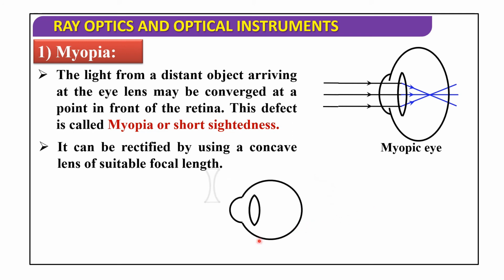See here we are placing, for correction, this concave lens. By using this lens again the image falls on the retina, then we can see the image clearly. Why? Because this concave lens diverges the rays and they again appear to meet at a point. So then the image falls on the retina. Here is the image place. So for correction, for rectification, we are using concave lens in myopia.